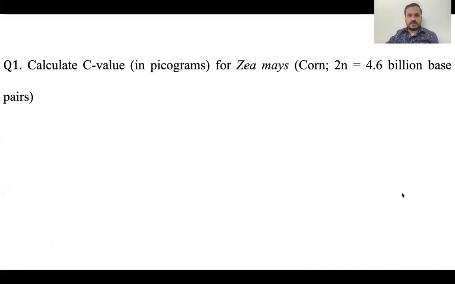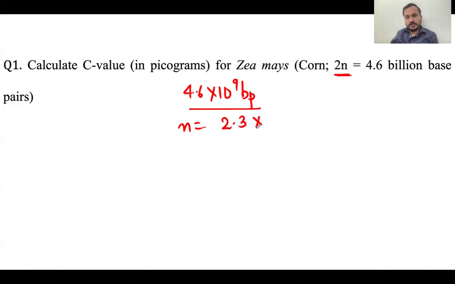It has been asked to calculate the C value in picograms for Zea mays, and the total amount of DNA present in a diploid cell is 4.6 billion base pairs. And we all know the C value. How do we define the C value? It's the DNA content present in a haploid cell, but the information given is 2n. So n is going to be 4.6 into 10 raised to power 9 divided by 2, which in this case is 2.3 into 10 raised to power 9 base pairs.